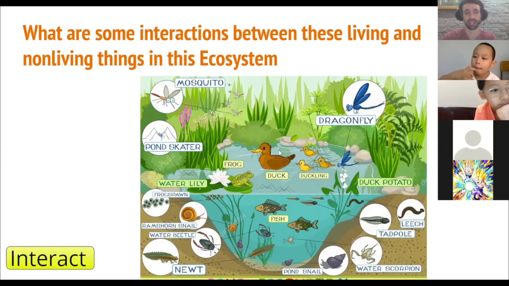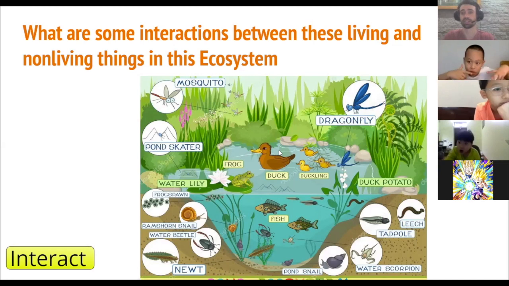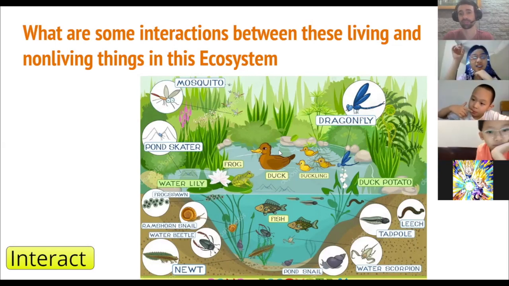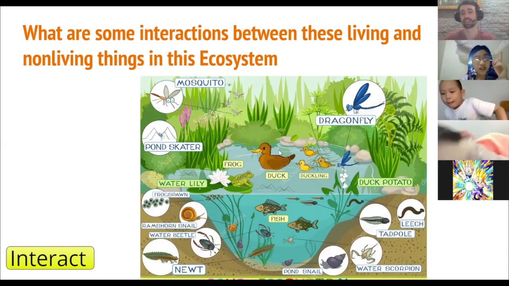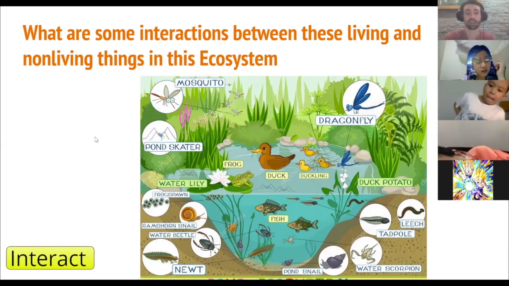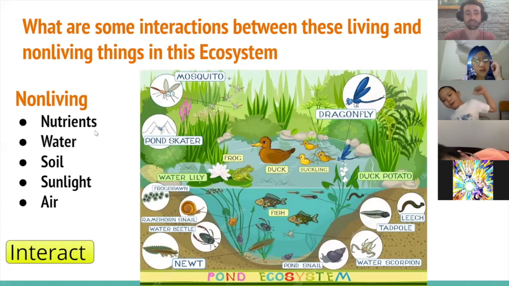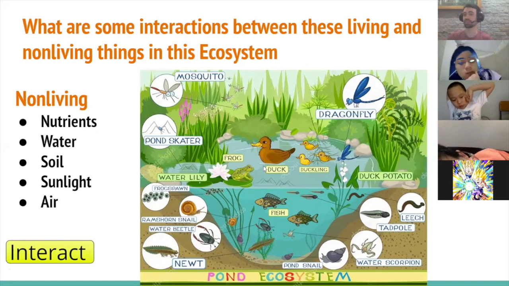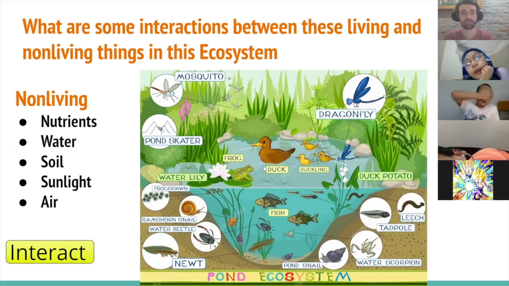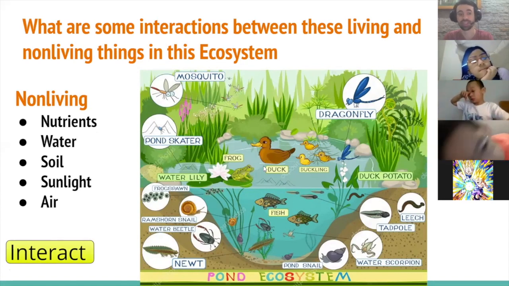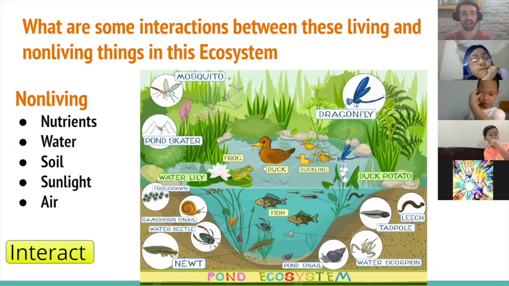How about Lily? I haven't heard from you yet. Lily, what is something else that is not alive? The sky. Yeah, the sky is not alive. So I got you guys a few. The nutrients, remember how roots absorb nutrients? Those aren't alive. Water isn't alive. The soil, sunlight. Sunlight is a non-living thing. And then the air, yeah, the sky. So the sunlight and air, they're all non-living things.